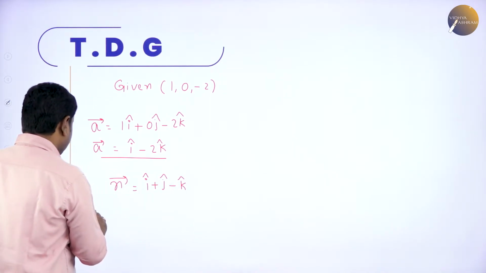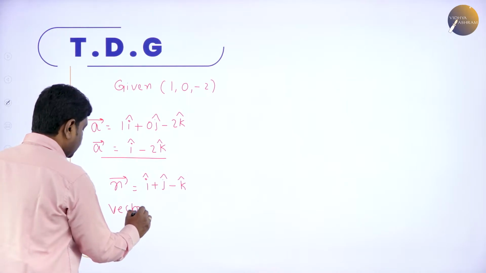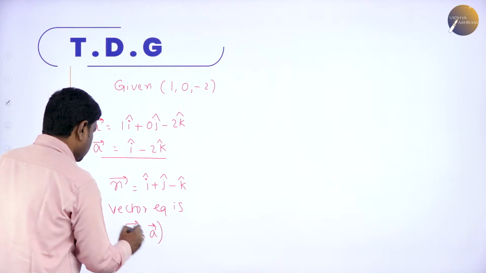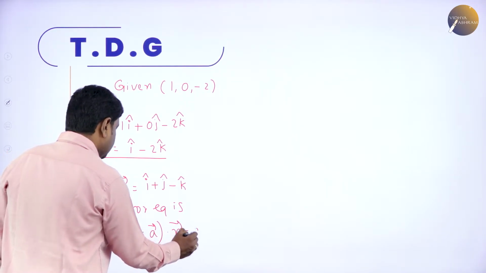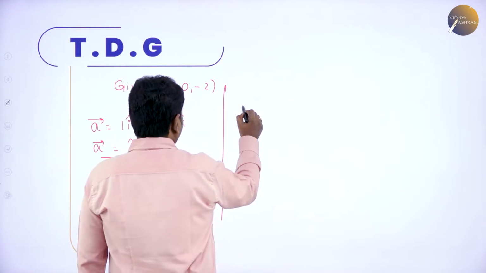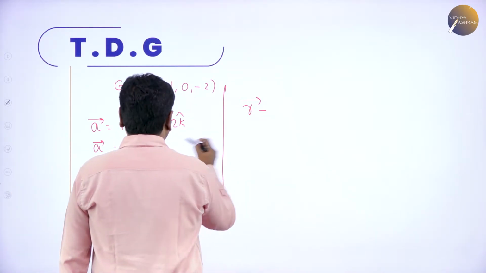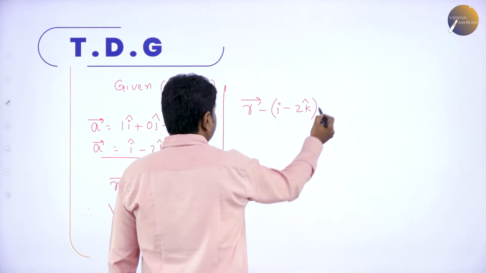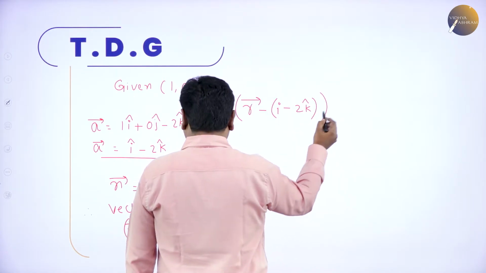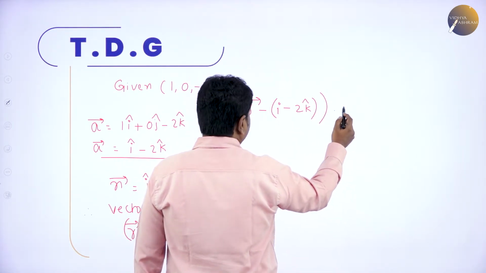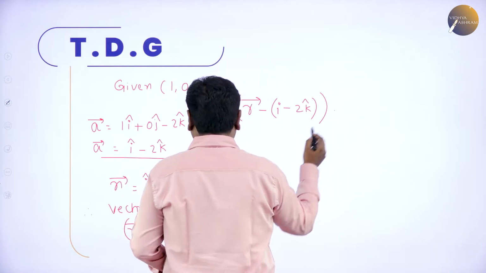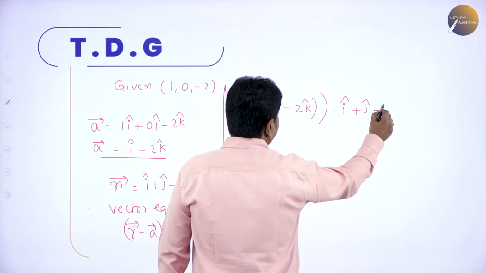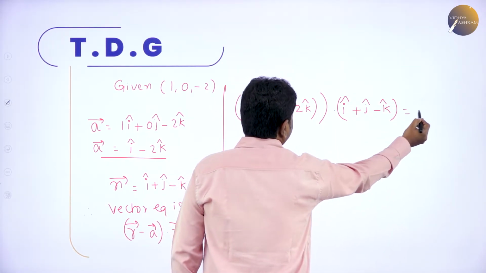So therefore vector equation of plane is vector r minus vector a dot vector n is equal to 0. That is, vector r minus vector a, what is vector a? i cap minus 2k cap, dot vector n. What is vector n? Vector n means perpendicular vector, that is i cap plus j cap minus k cap, is equal to 0. This is the vector equation.